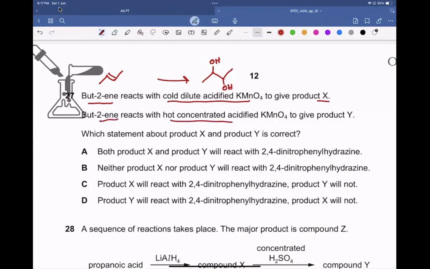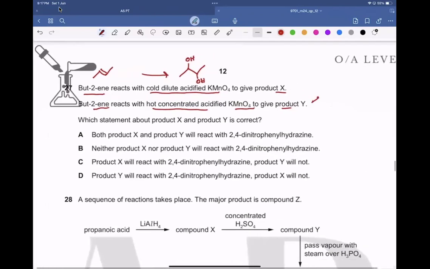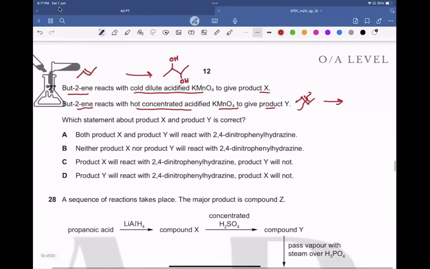Butene reacts with hot concentrated acidified KMnO4 to give product Y. So in this case, when this happens, hot acidified KMnO4 breaks the molecule from the double bond. So we get two fragments, each has two carbons because it's a butene, and each one turns into a carboxylic acid. So we get 2 moles of ethanoic acid.